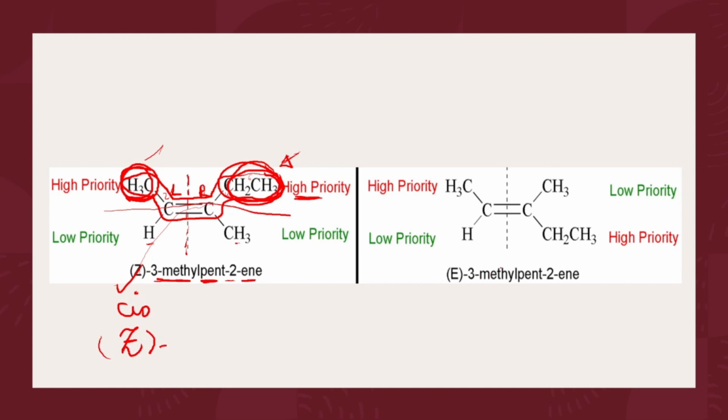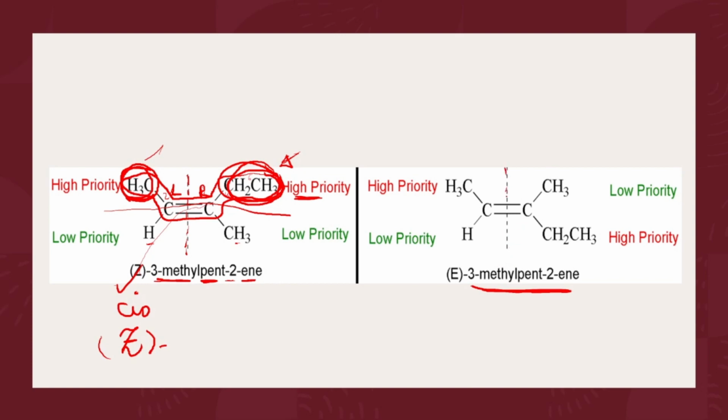Here, the second one. We have the same name, 3-methylpentene. But as you can see, the geometry or the arrangement of the groups is different. The arrangement of the groups around the double bond is different from that one. Let's find out whether this compound is cis or trans.